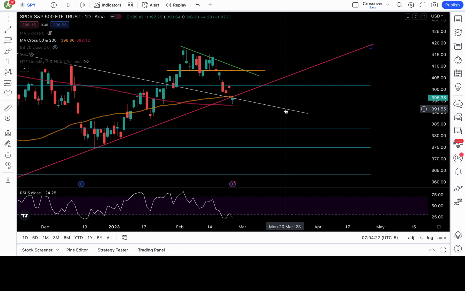So, bull case scenario starts when the 50 daily moving average, as well as this pink trend line, recaptures. Okay, so the 50 daily moving average at 396.86. I'm gonna round it up to 397. Okay, my resistance zone is 396.5 to 397. I need to see 397 cleared and recaptured to give us a false breakdown setup.